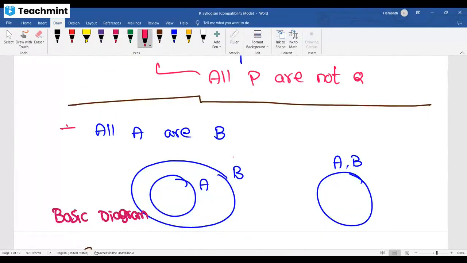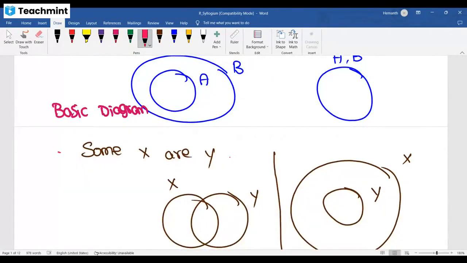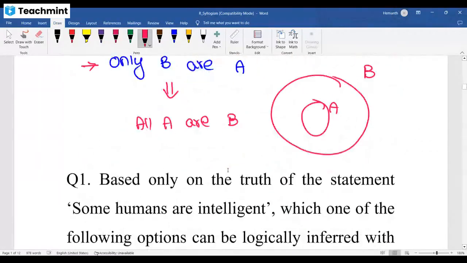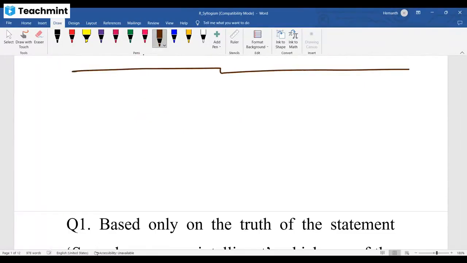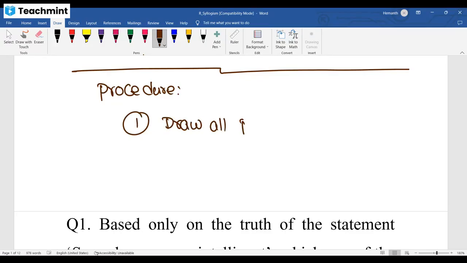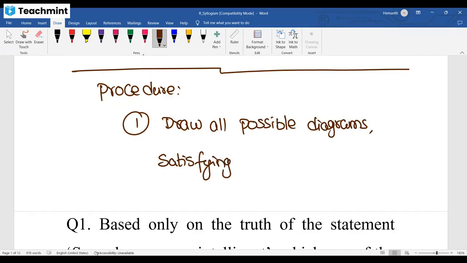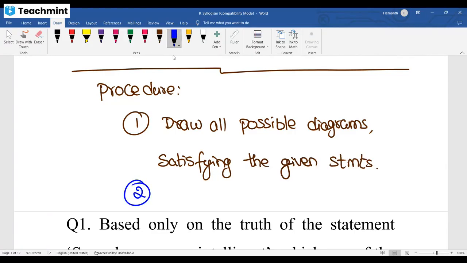Now, let me give you the procedure. I got some diagrams, fine. So, with respect to the statements, what are they mentioned? Now, what to do with these diagrams? We'll let you know. We got some diagrams, right? So now your job is, the procedure is very simple. Draw all possible diagrams satisfying the given statements. Note that down. The procedure is: draw all possible diagrams satisfying the given statements.